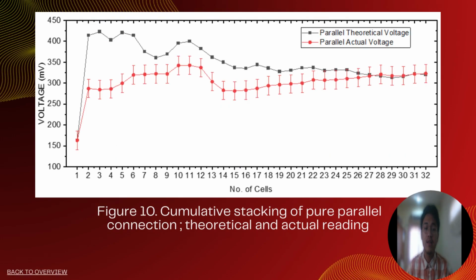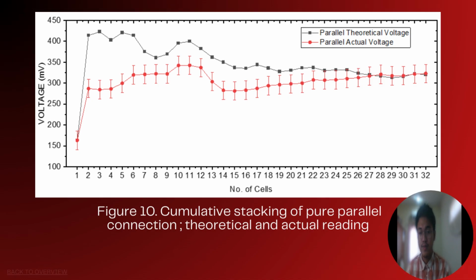The pure parallel cumulative circuit connection produces better voltage generation than a series circuit connection. The theoretical voltage reading and the actual voltage reading are different in the initial stage of the MFC treatment. However, the theoretical and actual readings begin to produce the same values in the stacked 32 cells. These results prove the conceptual effect of stacking multiple MFCs in parallel configuration, that voltage stabilizes at an average amount as the number of cells increases.